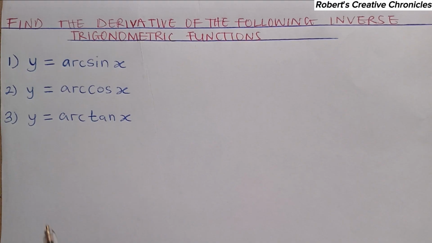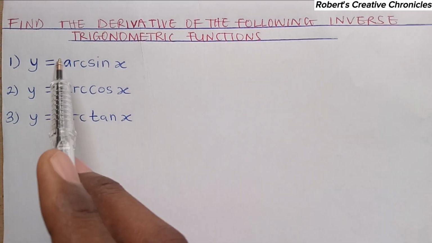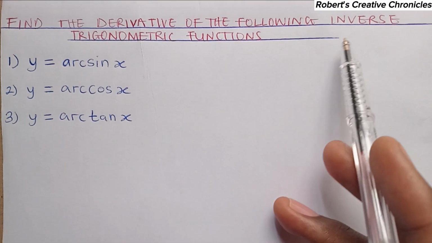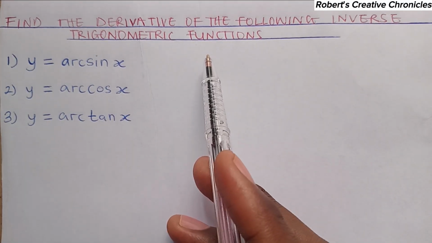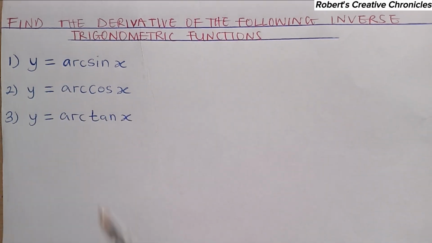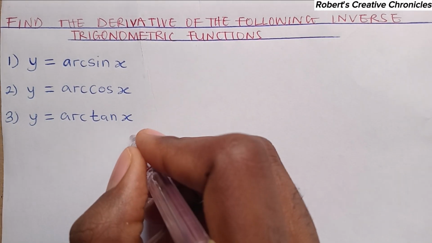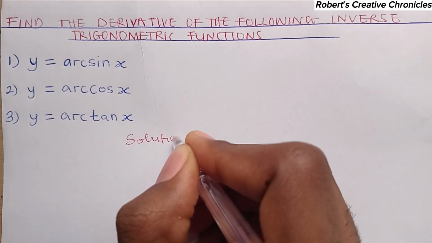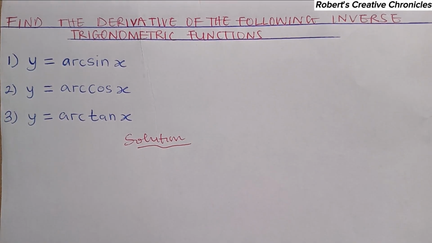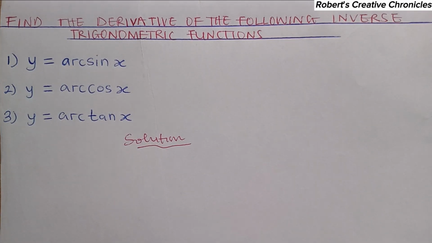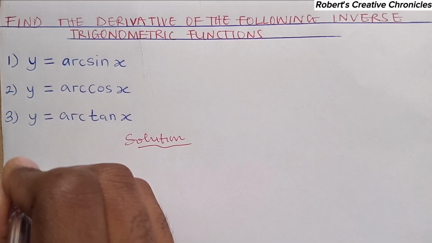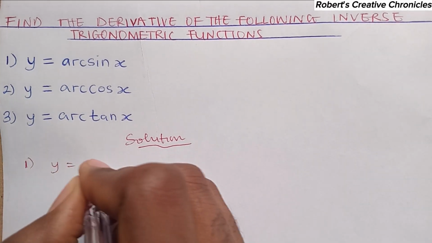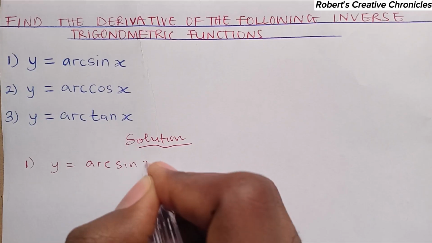So today we'll be solving this question, which states: find the derivative of the following inverse trigonometric functions. The first one, we'll start with the first one. Solution. Now the first one, this is y equals arc sine x.